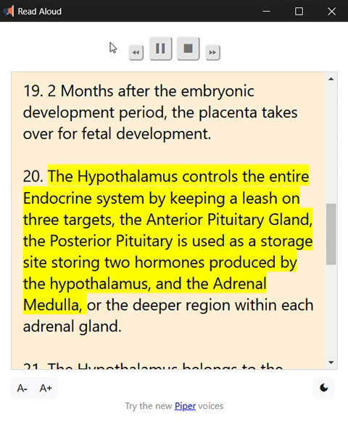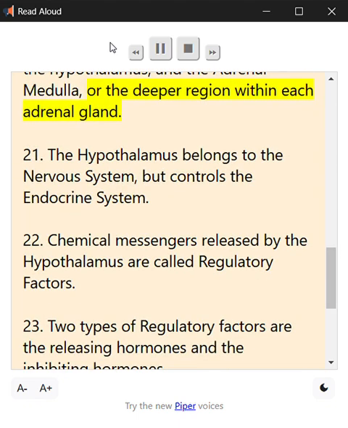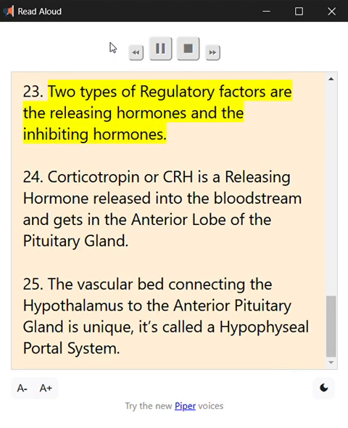20. The hypothalamus controls the entire endocrine system by keeping a leash on 3 targets: the anterior pituitary gland, the posterior pituitary, which is used as a storage site storing 2 hormones produced by the hypothalamus, and the adrenal medulla, or the deeper region within each adrenal gland. 21. The hypothalamus belongs to the nervous system, but controls the endocrine system. 22. Chemical messengers released by the hypothalamus are called regulatory factors. 23. 2 types of regulatory factors are the releasing hormones and the inhibiting hormones.